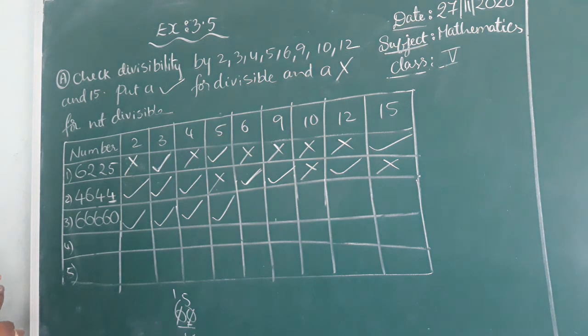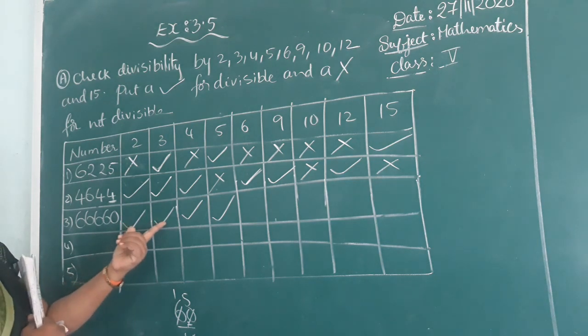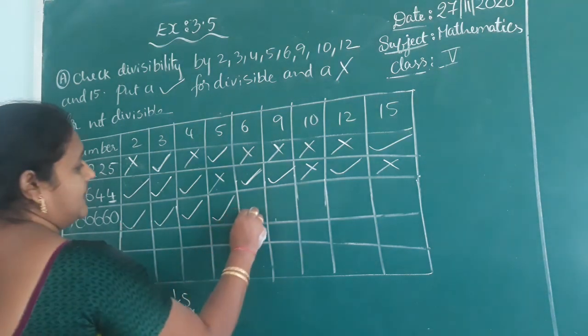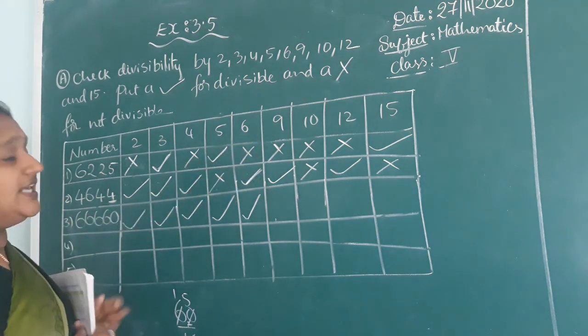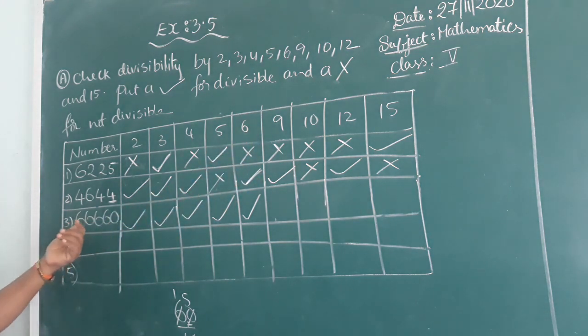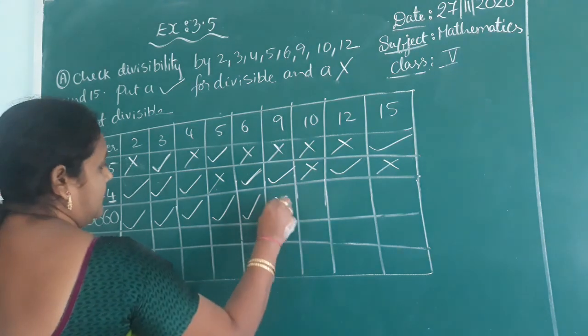What about the divisibility of 6? 6 means it should be divisible by 2 and 3. 2 and 3 are divisible, na? So then it is divisible by 6. Next, what is the divisibility rule of 9? Sum of the digits. What is the sum of the digits? 24 we got. Is 24 in the 9 table? No, so it's not possible for 9.